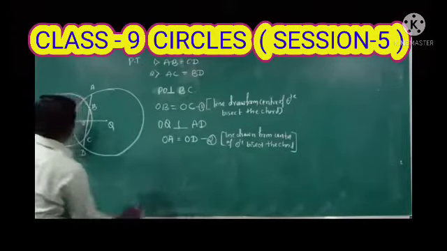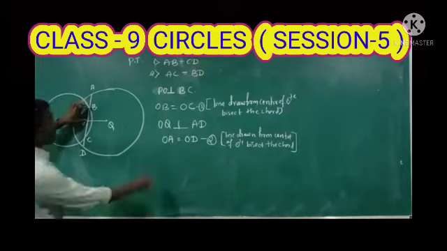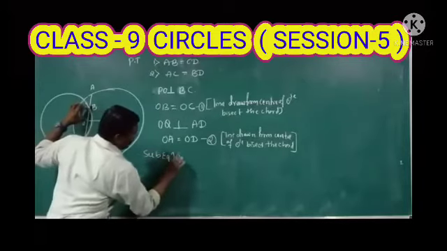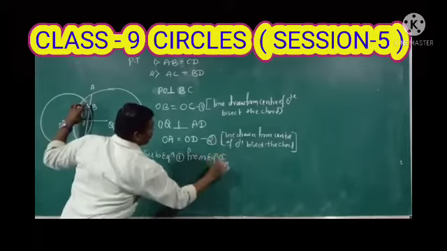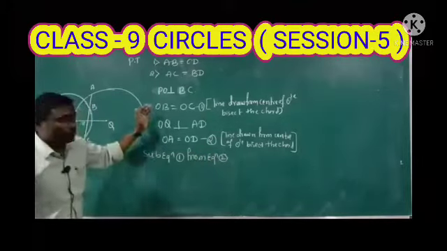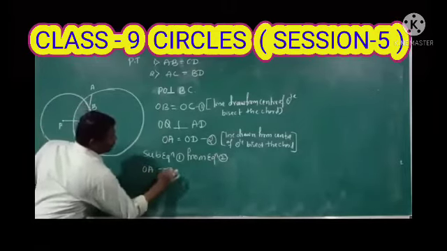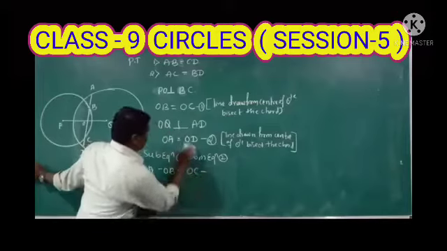So how can you prove AB is equal to CD? By subtracting equation 1 from equation 2. You need to subtract the first equation from the second equation. It means OA minus OB is equal to OC minus OD.